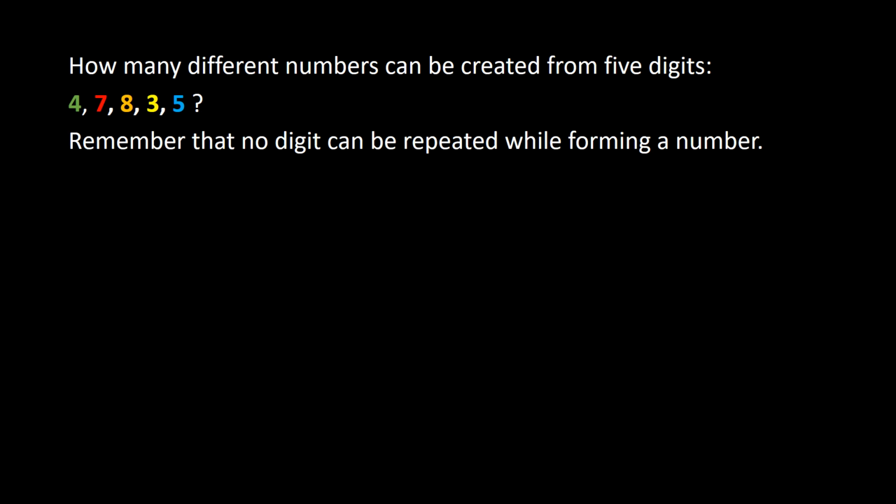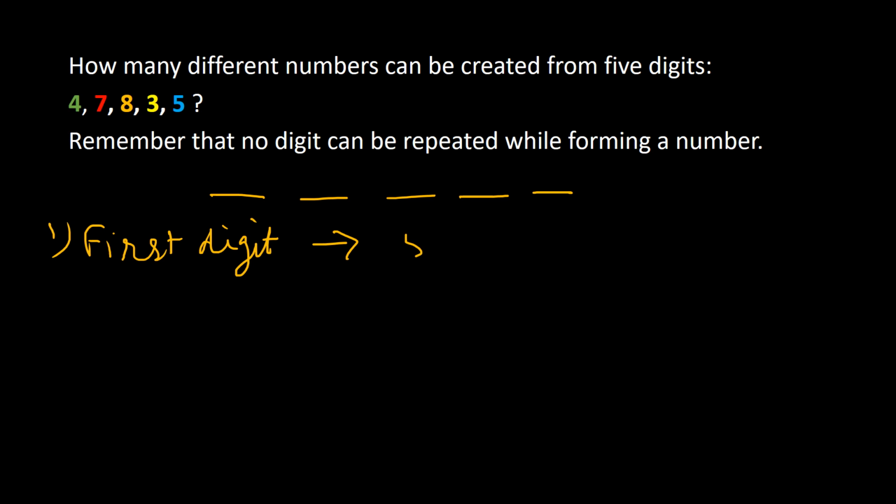Let us, for example, solve the question which is given on the screen. How many different numbers can be created from 5 digits which are given to us: 4, 7, 8, 3, 5. Remember that no digit can be repeated while forming a number. Let us see these 5 positions: 1, 2, 3, 4, 5. As we have seen earlier, for the first digit, there are a maximum of 5 possibilities. Because there are 5 numbers, earlier question there were 4 numbers, in this question there are 5 numbers, so there are 5 possibilities.